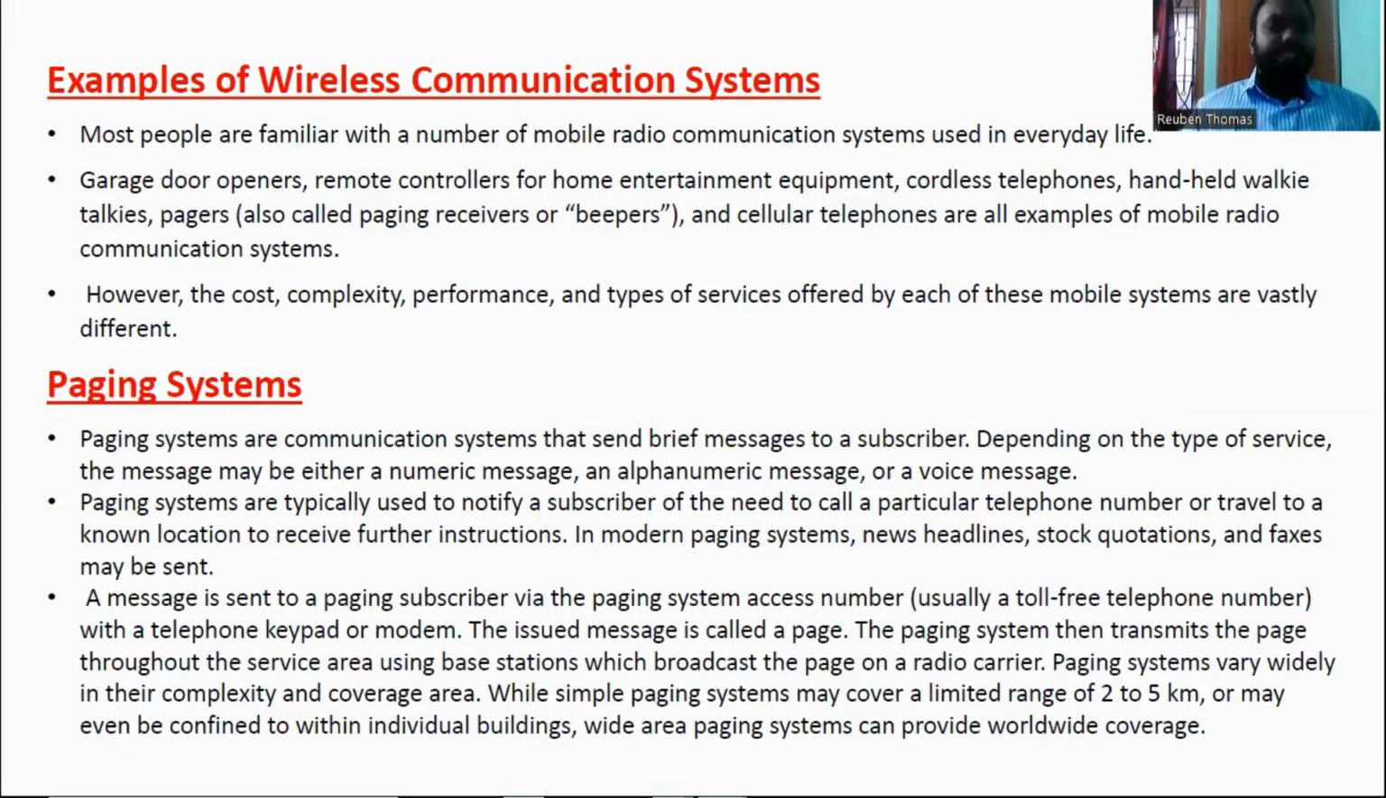Garage door openers are automatic door openers, remote controllers work with automatic remote controlling techniques, and cordless telephone systems are widely used in the telephone industry. However, the cost, the complexity, the performance, and the types of services offered by each of these mobile systems are vastly different. But still, these are all examples that fall under wireless communication systems.